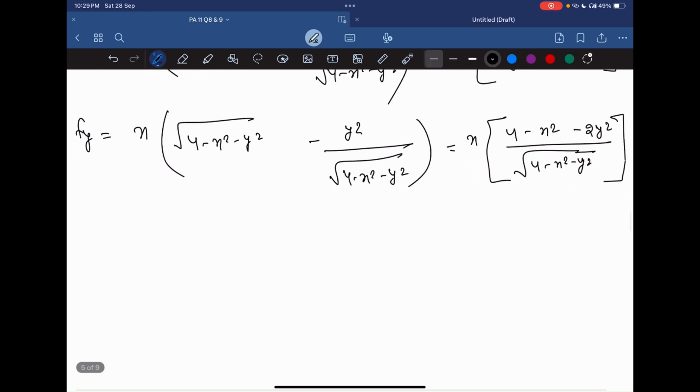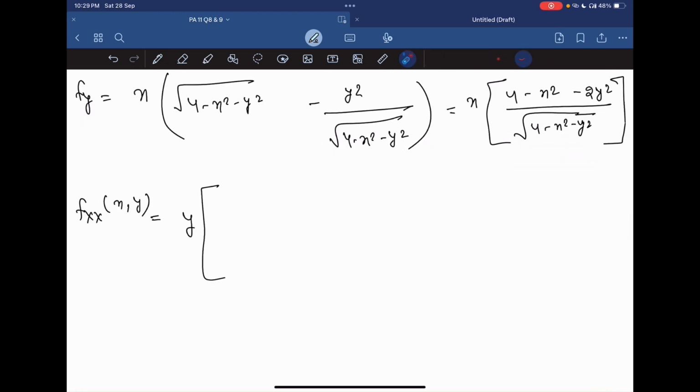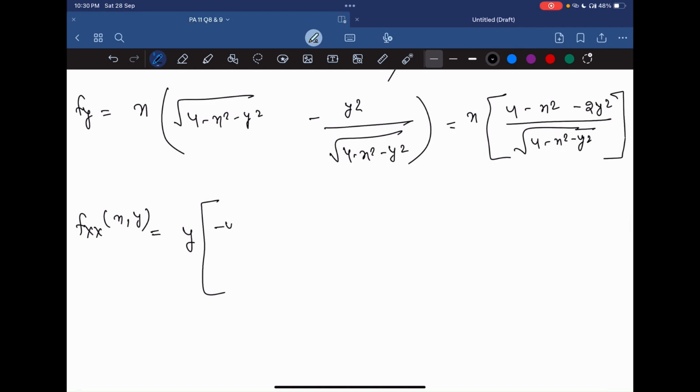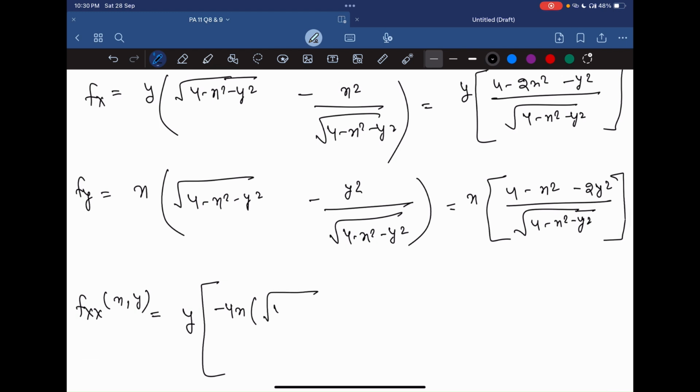Now let's find the second order partial derivatives. First partial derivative fxx: y into, now we will take the partial derivative of this inside function. So it is in u by v form, so we can apply the quotient rule here. That is u derivative v minus v derivative u divided by v square. So u derivative is minus 4x into square root 4 minus x square minus y square.